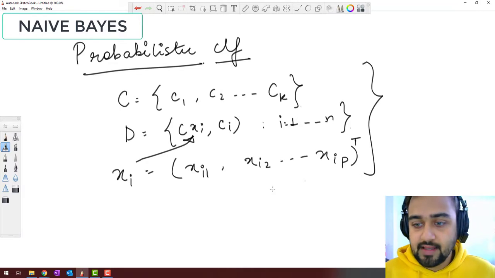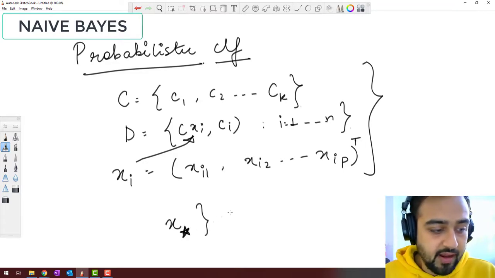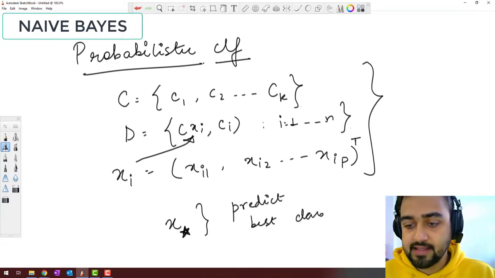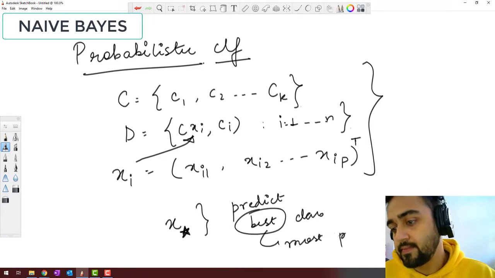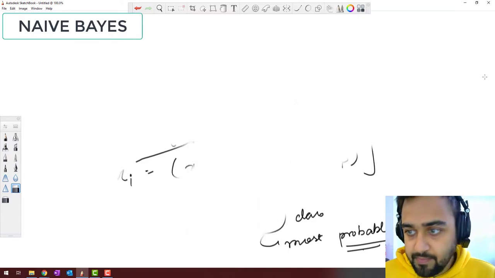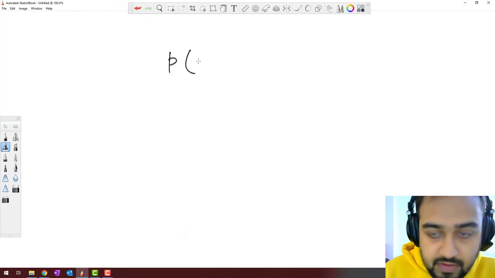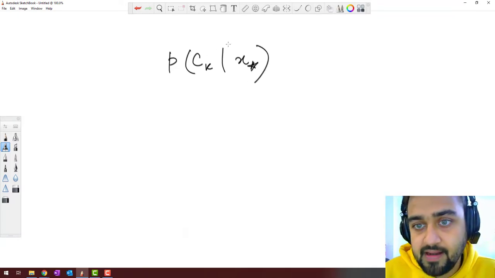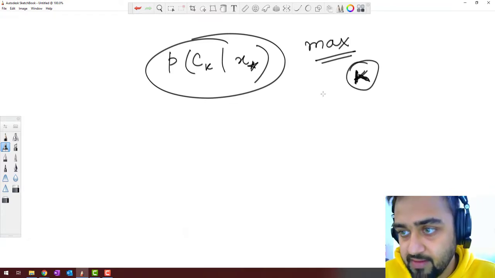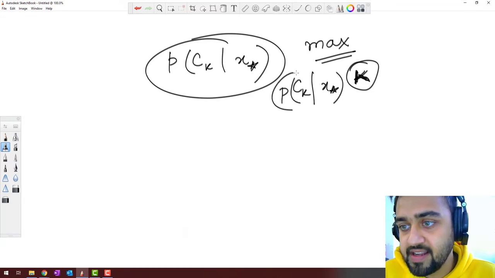So if we have a description of data like this, the goal of a classification problem is, if you encounter a new data point x star, we have to predict the best class. In this case, the best means the most probable class. So what we need to do is find the maximum a posteriori, such that P of ck given x star is maximum. We want to find the class k for which this probability is maximum.